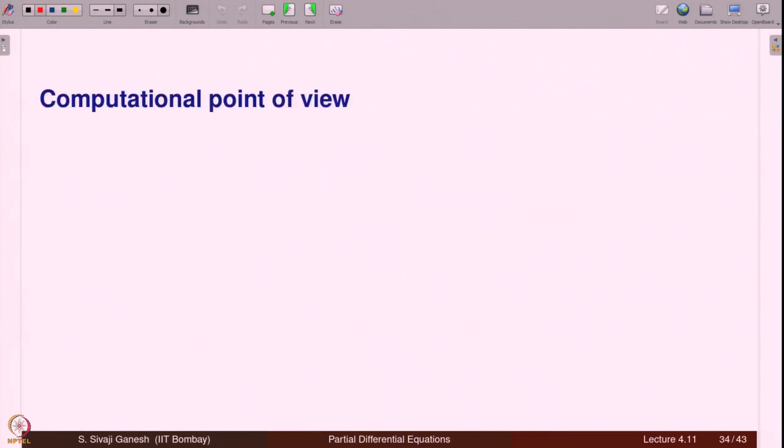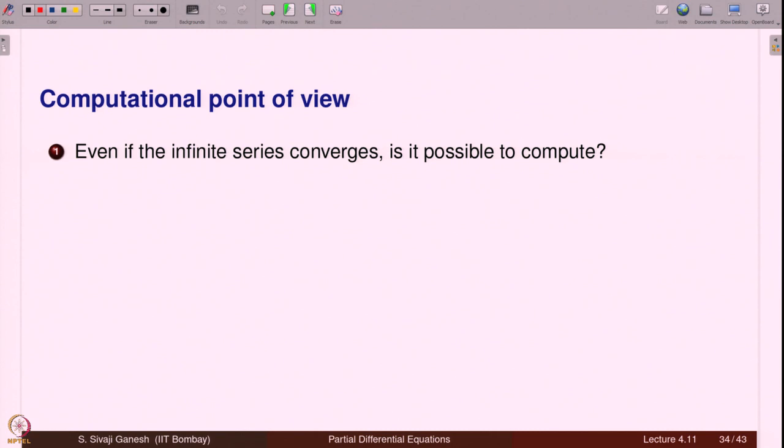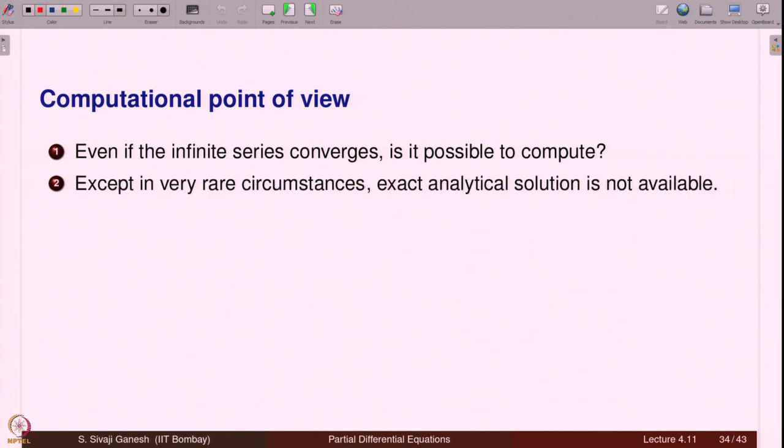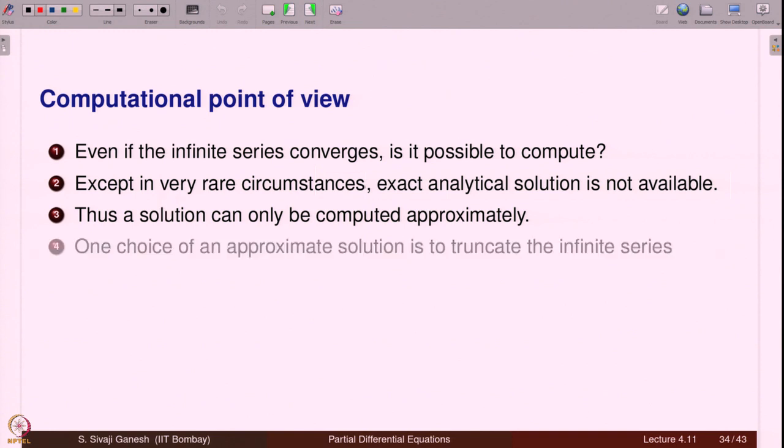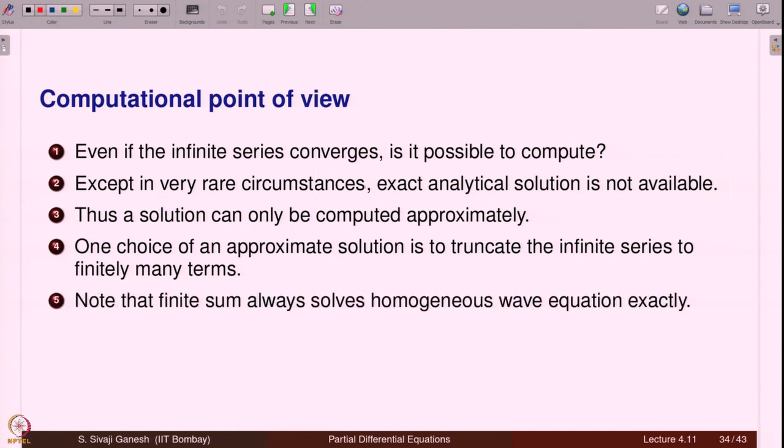Let us see from a computational point of view, where the separation of variables method stands. Imagine the infinite series that we obtained as the formal solution that we proposed, it converges. Is it possible to compute? Except in very rare circumstances, an exact analytical solution is not available which can be easily computed. Here we have an infinite series. Thus, a solution can only be computed approximately. Whatever may be the expression that you have for the solution, except in the rarest of the rarest cases, you cannot compute exactly. Therefore, one choice of an approximate solution is to truncate the infinite series to finitely many terms. Note that a finite sum always solves the homogeneous wave equation exactly, and boundary conditions are also satisfied.